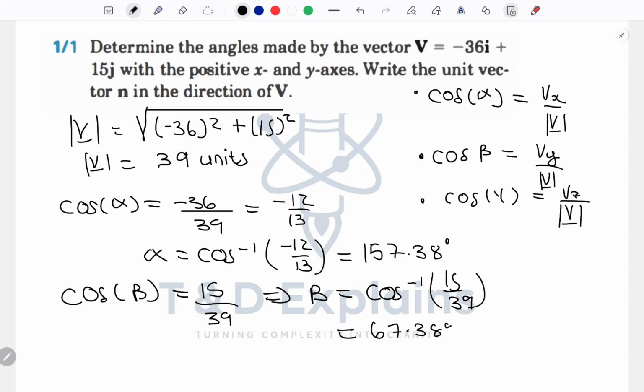Now we need to ask ourselves, does this make sense? Then I'm going to draw my Cartesian plane. Let's say we start from the origin, and then this vector says that we should move to the left, and then we should move up. So that means this vector is located this way.